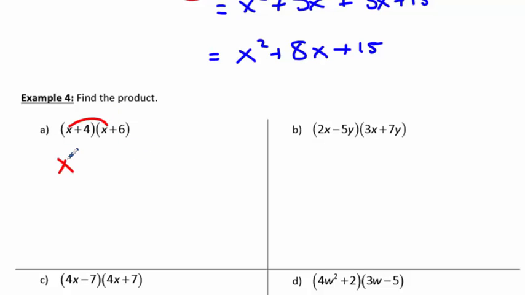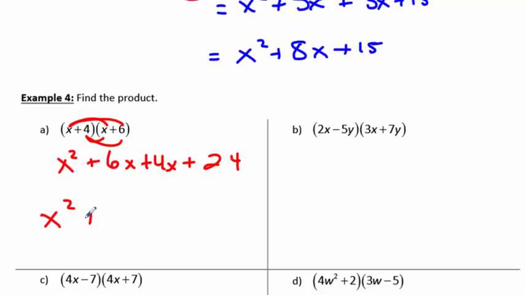X times x is x squared. X times 6 is 6x. We're finished with x now. We've multiplied x by both parts of the second parenthesis. We start with 4. 4 times x is 4x. And 4 times 6 is 24. If necessary, combine like terms. I do have some like terms in the middle there. So we have x squared plus 10x plus 24.